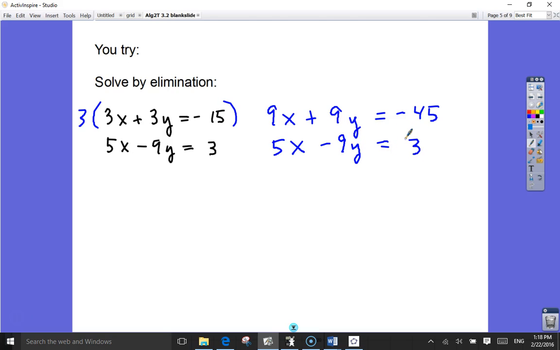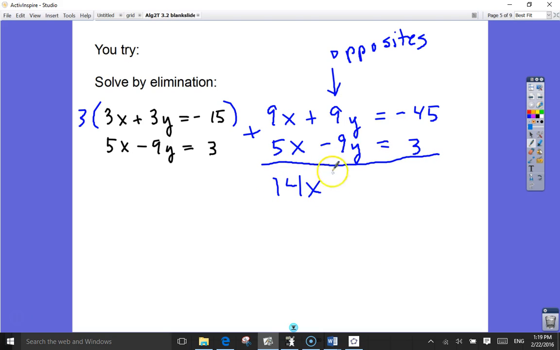So what am I going to do to those equations to eliminate a variable? Add or subtract? These are opposites, right? So we're going to add. So this is going to be a plus. 14x plus 0 equals negative 42. 14x equals negative 42. X equals negative 3.